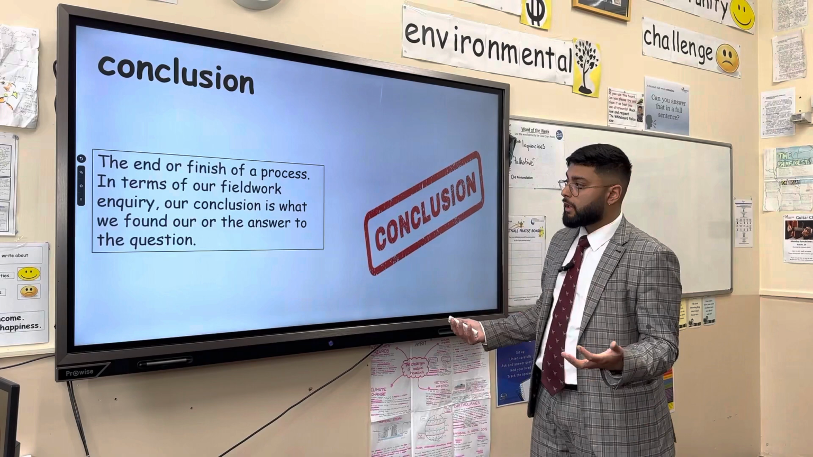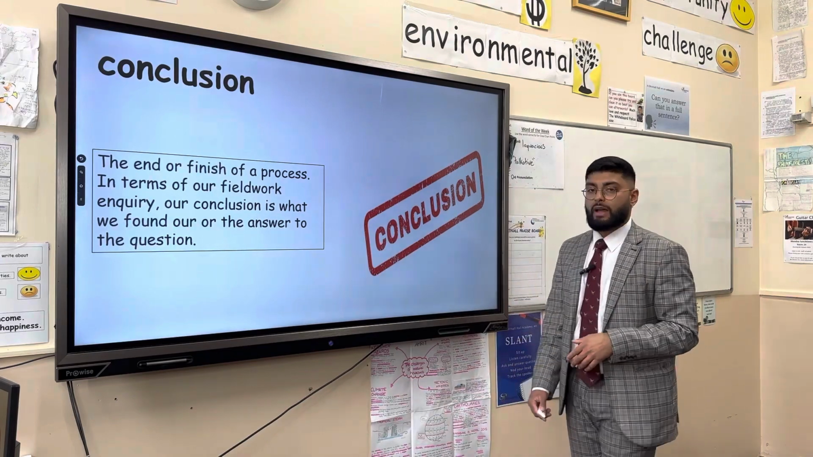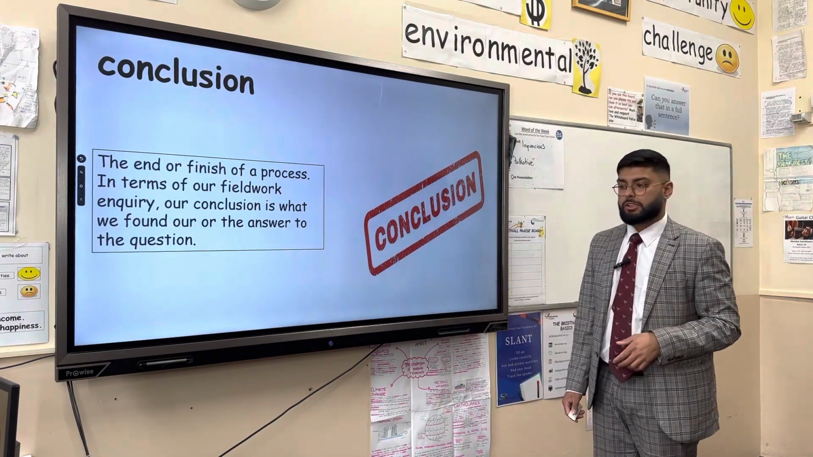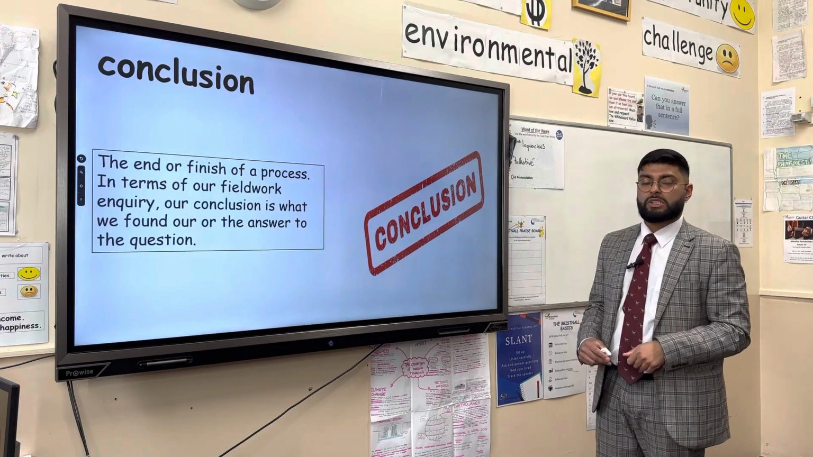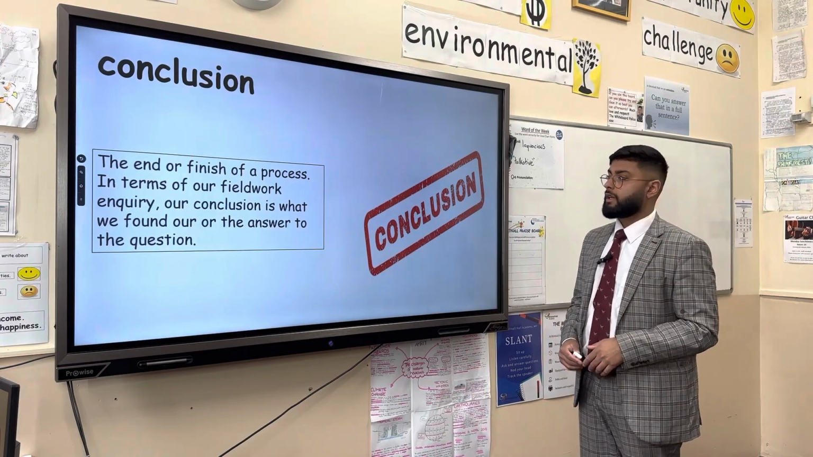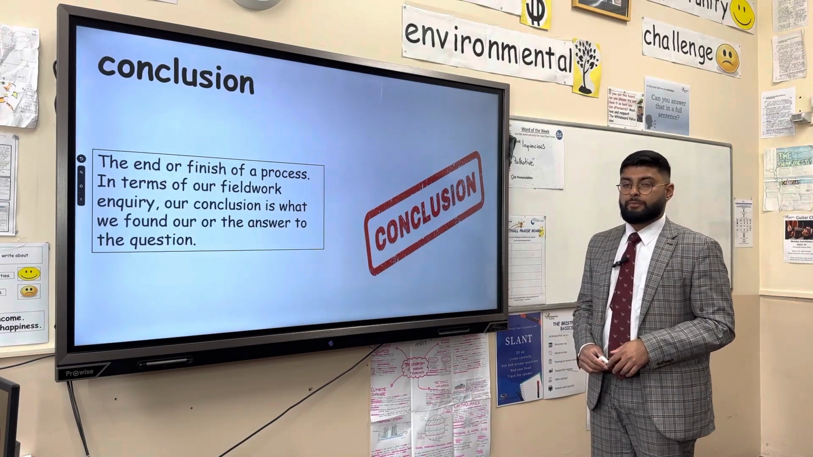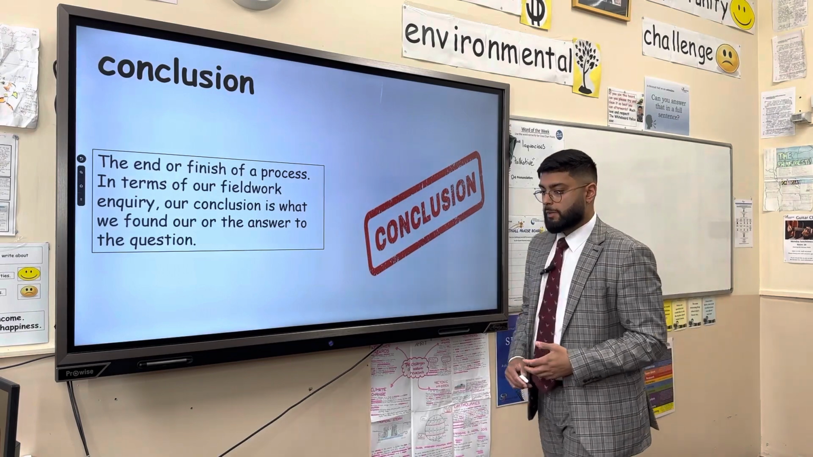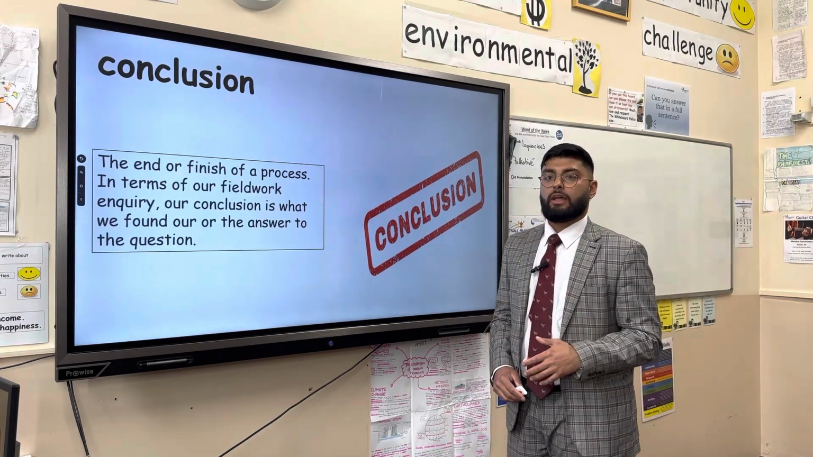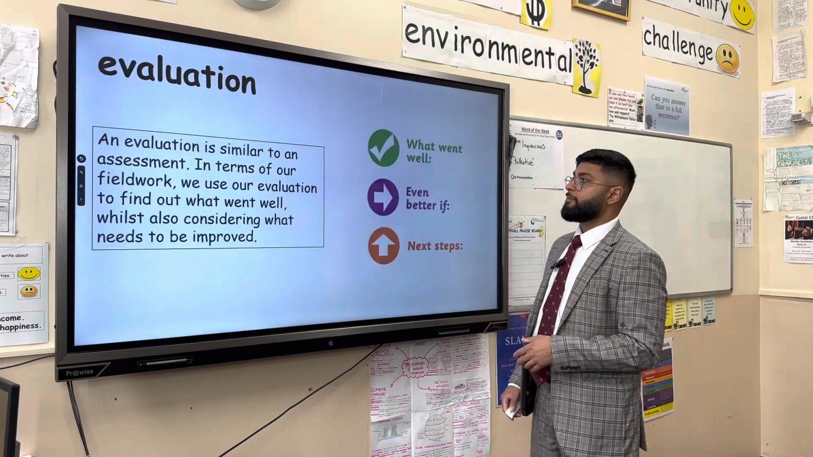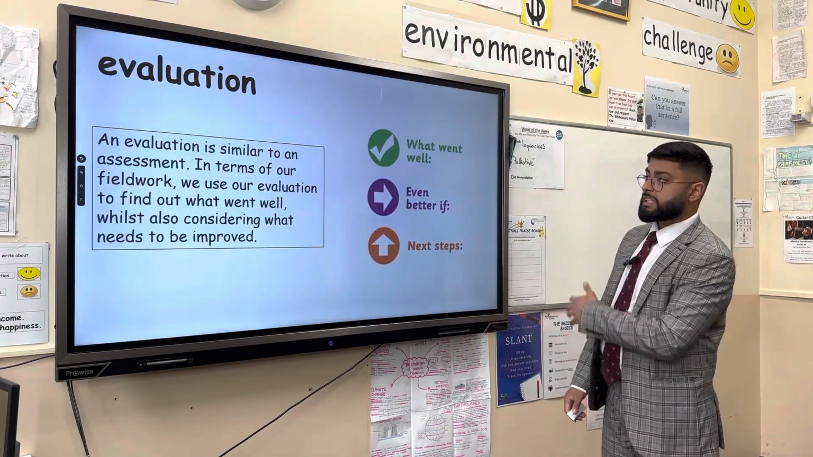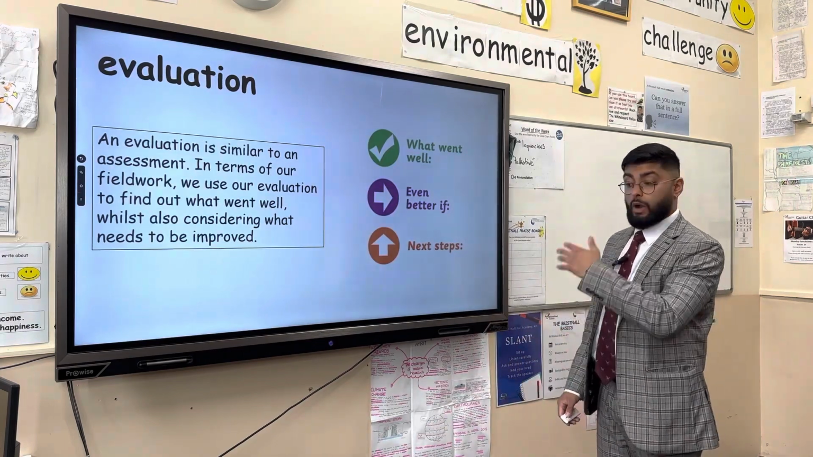A conclusion, the end or finish of a process. In terms of our fieldwork inquiry, the conclusion is what we found or the answer to the question. So what did we find? Our conclusion was that in fact the river does get wider as we go downstream. But the rest of the words that are coming up are how we know that conclusion can be trusted or is valid.